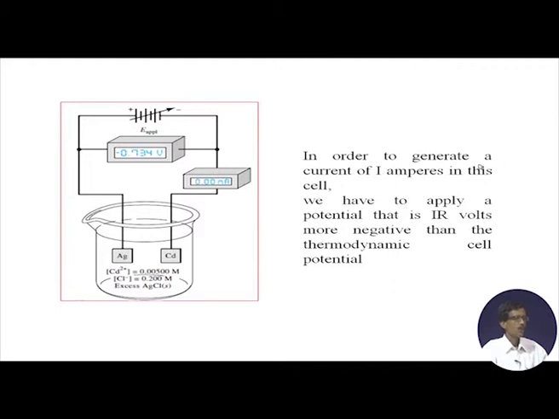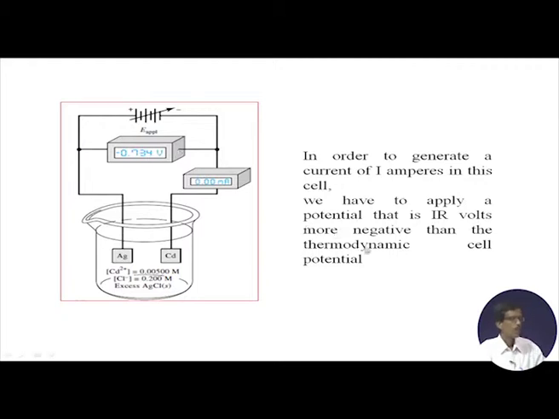which is the multiplication of the current and the resistance. In order to generate a current of I amperes in the cell, because here we see that no current is flowing, we want to get some current to be recorded from this solution. What do we have to do? We have to apply a potential that is IR volts more negative than the thermodynamic cell potential. That means the ohmic potential has to be added to the cell potential. The thermodynamic cell potential was minus 0.73 volt.